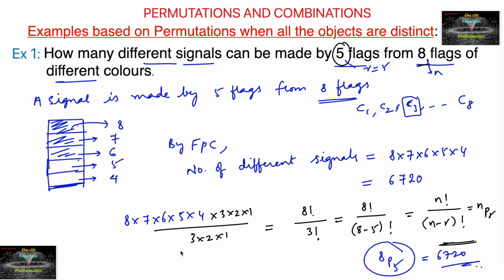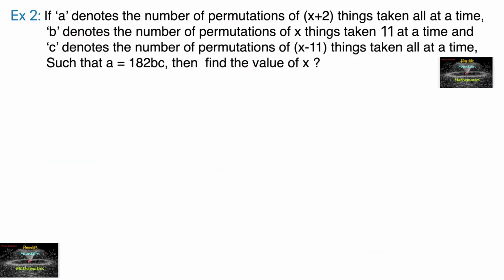Okay, right. Let's see another example. If A denotes the number of permutations of x plus 2 things taken all at a time, B denotes the number of permutations of x things taken 11 at a time, and C denotes the number of permutations of x minus 11 things taken all at a time, such that A is equal to 182 times BC, then find the value of x.